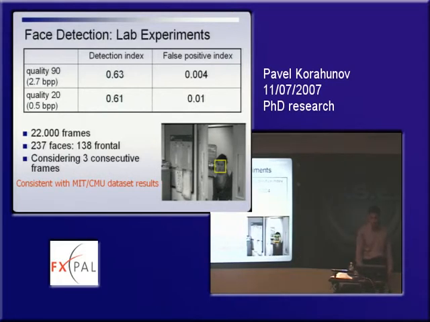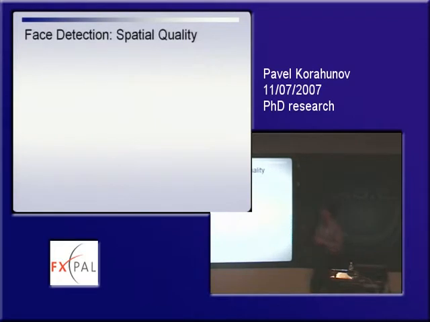Another quality we looked at is the spatial quality. It's a little bit different for face detection because each face detector has a particular threshold of face size. For this algorithm, if a face is below 20 by 20 pixels, it cannot detect it. So basically each face has to be above a certain size.